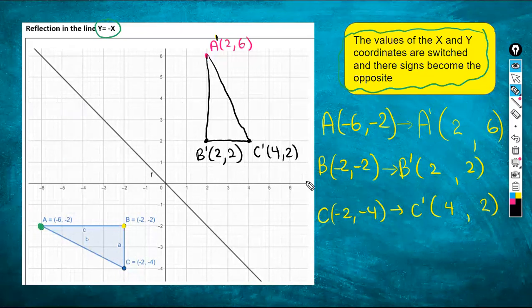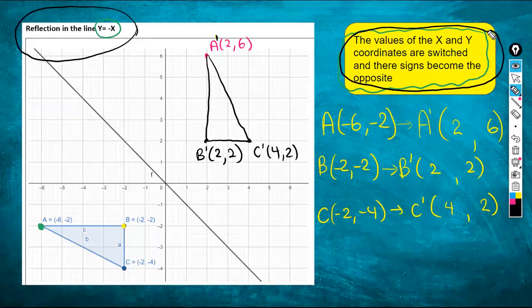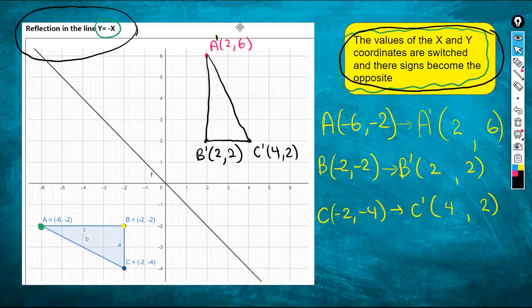Easy, right? Once you remember the note. So take down everything I'm circling here. You're taking down this and you're taking down this. So when they ask you to reflect something in the line y equals minus x, do not mix it up with positive x. You switch x and y and you make each one the opposite afterwards. Don't worry, eventually we're going to practice all of these things.